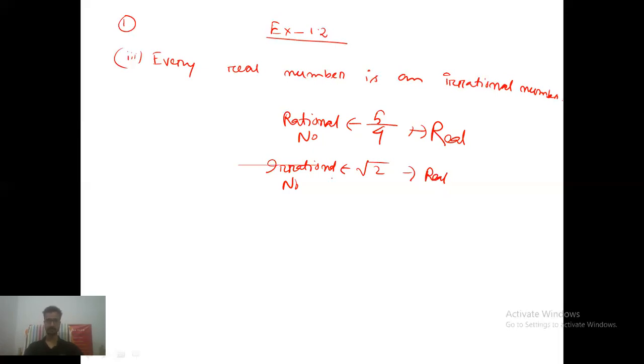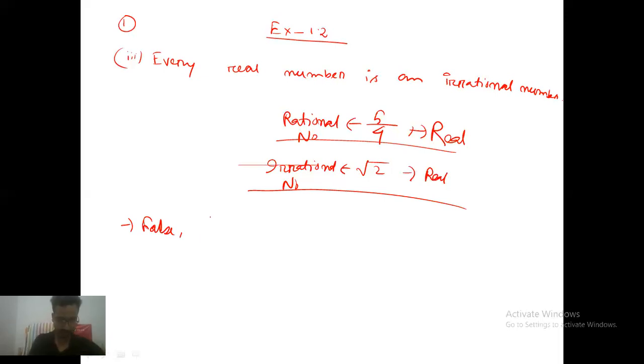In the same way, suppose it says that some real number is an irrational number, then it will be true. But here it says every real number is an irrational number. It will be false, because we have just proved that a real number can be rational also, and can be irrational also. So the answer will be false. Write down false, because a real number can be a rational number also.